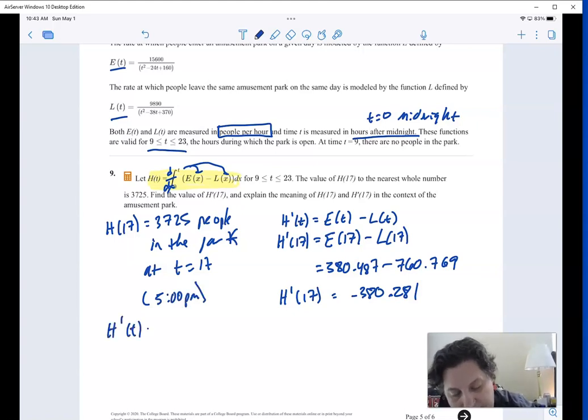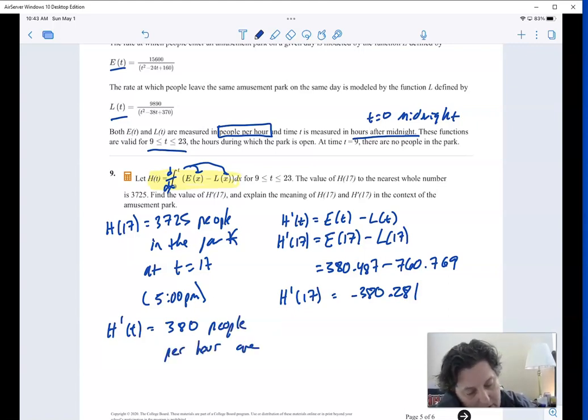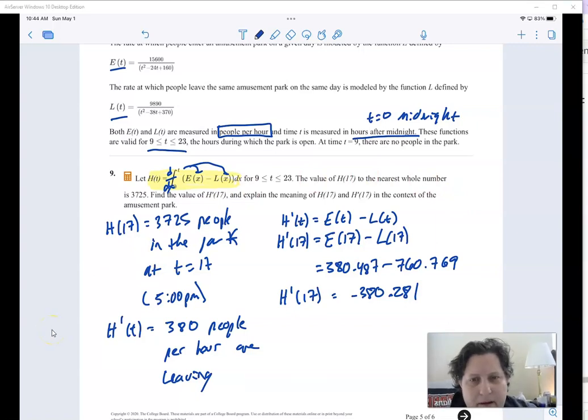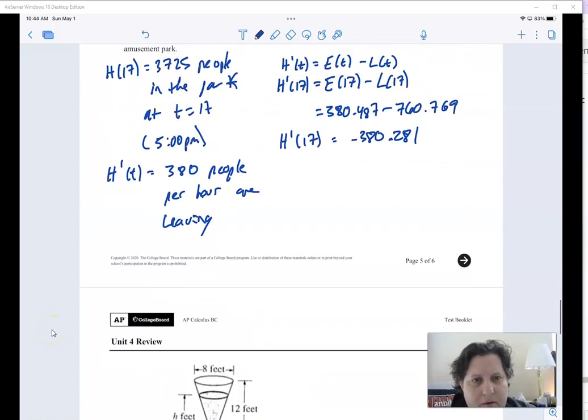What does H prime of t represent? So that's people per hour. It means that 380.281, we'll say 380 people per hour are leaving. Basically, because it's negative, more people are leaving than are coming. Okay? All right. That's it for that one.